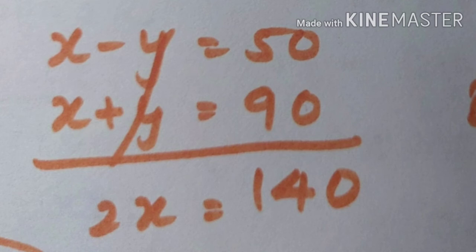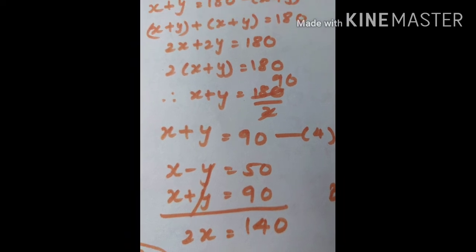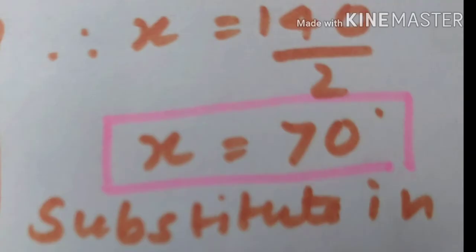x minus y, equation number 2, is equal to 50, and equation number 4, x plus y, is equal to 90. Here we eliminate our variable y as plus minus, and adding x and x we get 2x is equal to 90 plus 50, which is 140. So here students, we get our x value as 140 divided by 2, that is 70 degree. Now we found x is equal to 70 degree.